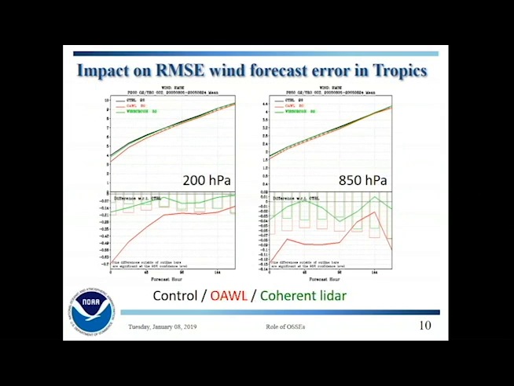So this shows some typical results. These are for winds in the tropics, the high-level winds at 200 millibars on the left and 850 on the right. We have three curves: the control in black, the OWL in red, and the coherent lidar in green. The bottom shows the differences with respect to control along with some significance bars. You can see that in general, the OWL impacts are statistically significant. The coherent lidar also has a positive impact, but it's not statistically significant in this particular experiment.